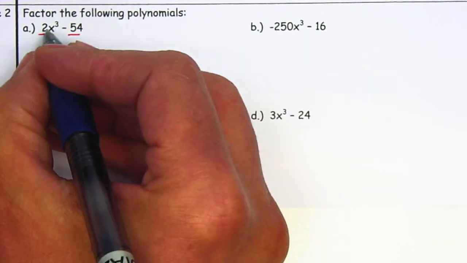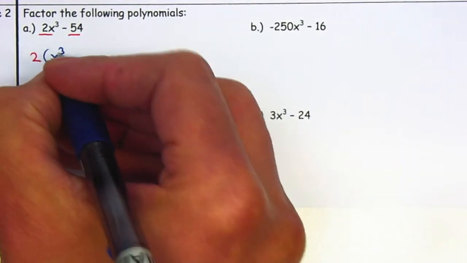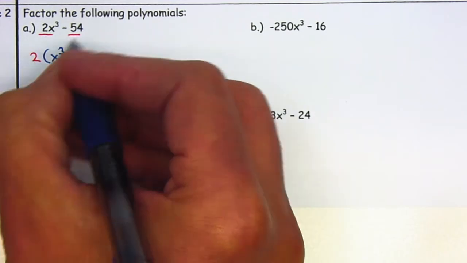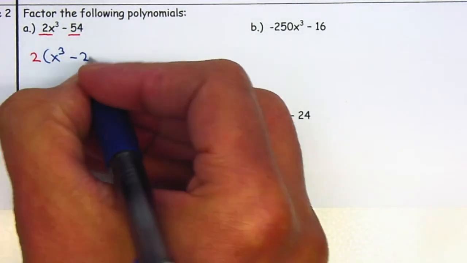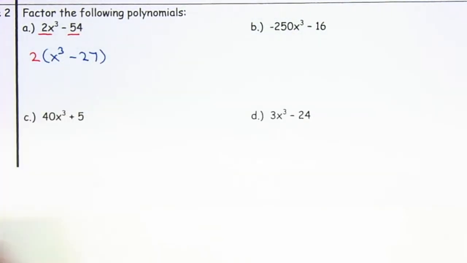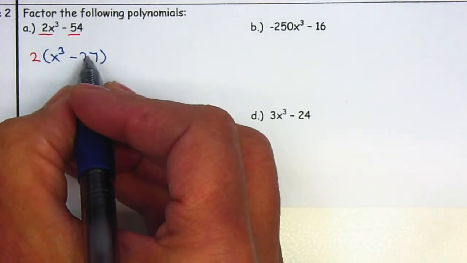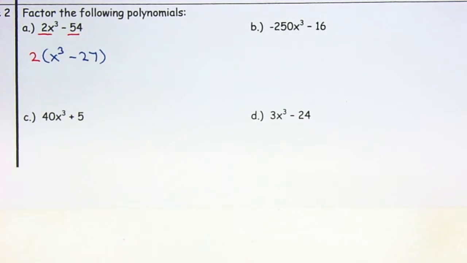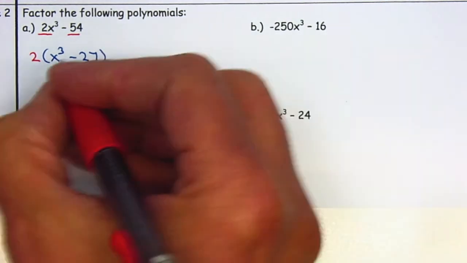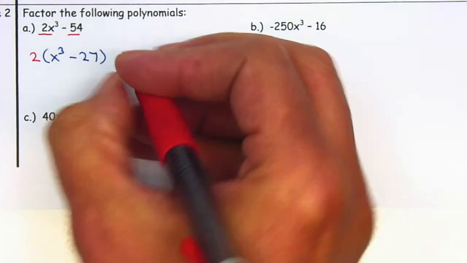What do I need to multiply 2 by to get 2x cubed? x cubed. What do I need to multiply 2 by to get negative 54? Negative 27. 2 times x cubed is 2x cubed. 2 times negative 27 is negative 54. Now I can find the value of a and b. I can factor what's inside the parentheses.